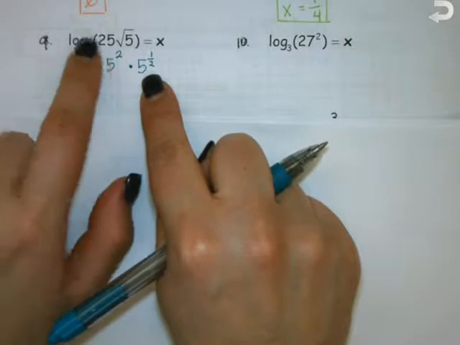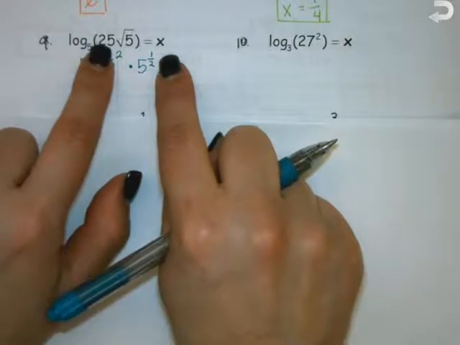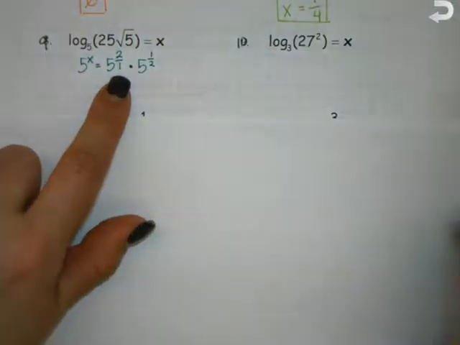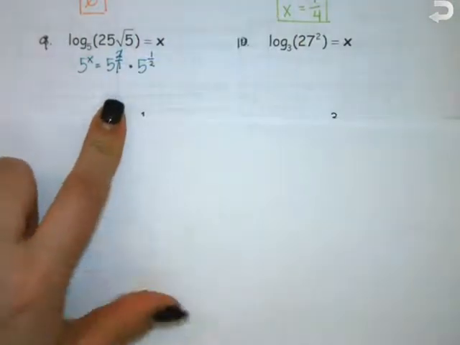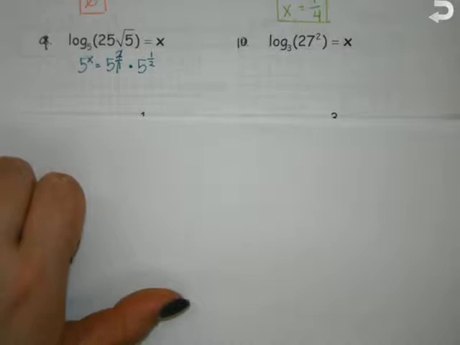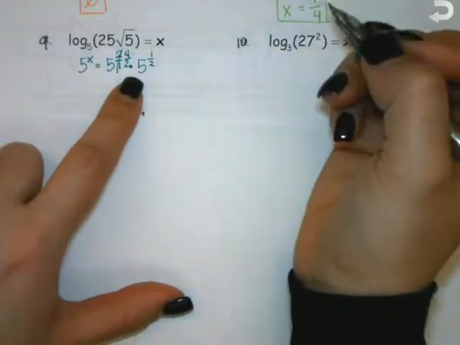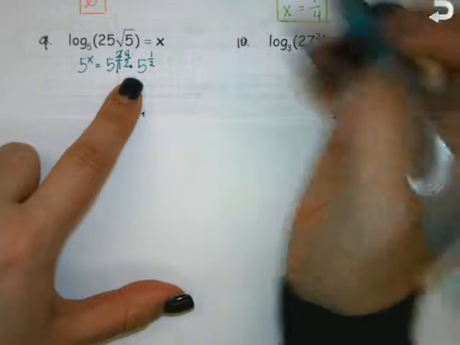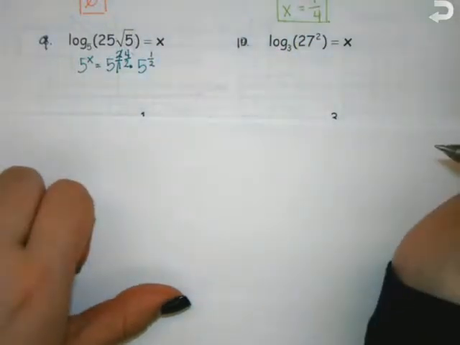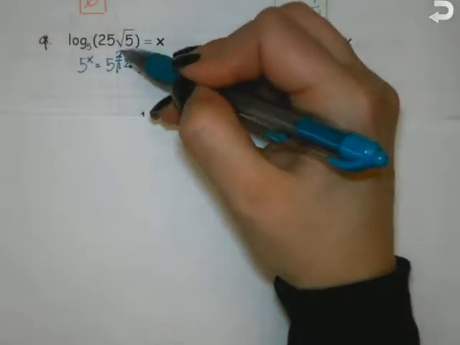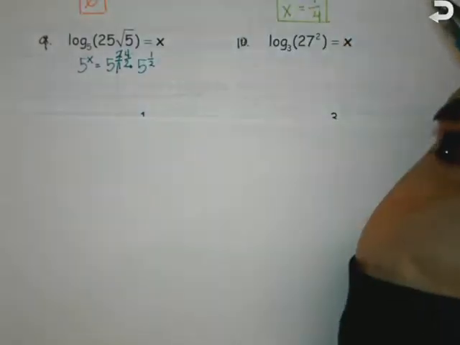Adding them. But can I add 2 and 1/2? No, because this is a 2 over 1. What would my 2 over 1 change to if I wanted a denominator of 2? 4 over 2. So I cross it out and rewrite it as 4 over 2. This should make sense, right? Because 4 over 2 reduces to, what's 4 divided by 2? 2. So 4 over 2 is the same as 2 over 1 because it reduces down.